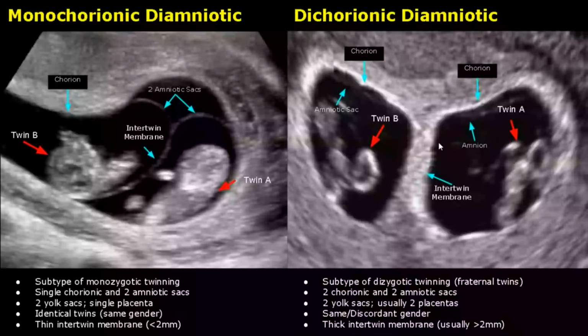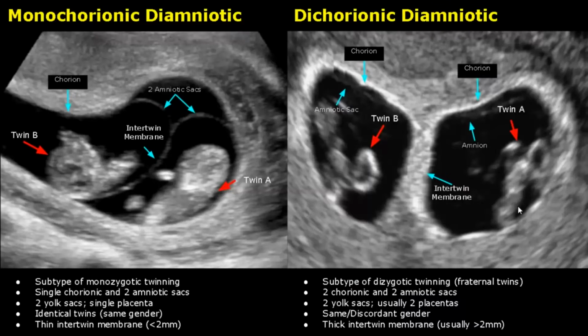In dizygotic twins, two eggs are fertilized by two different sperm, and these twins will be fraternal twins. Dichorionic diamniotic is its subtype, in which there will be two chorionic and two amniotic sacs. Similarly, they will have two yolk sacs and usually two placentas as well.